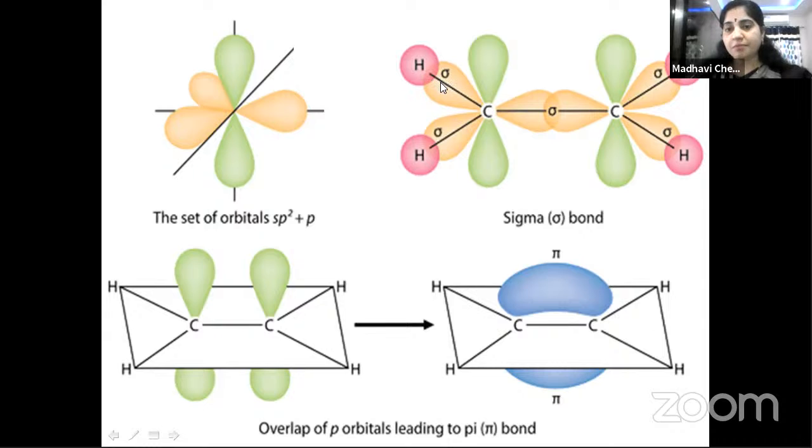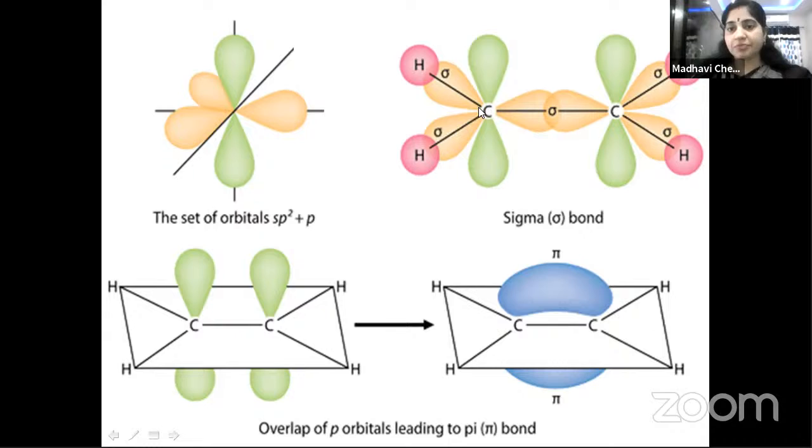Is it clear, children? Again I am repeating. In the ethene molecule C2H4, each carbon undergoes sp2 hybridization and forms 3 sp2 hybrid orbitals. One sp2 hybrid orbital of each carbon overlaps and forms the CC sigma bond, and each has 2 more sp2 hybrid orbitals. These sp2 hybrid orbitals overlap with the s orbital of hydrogen and form sigma bonds.